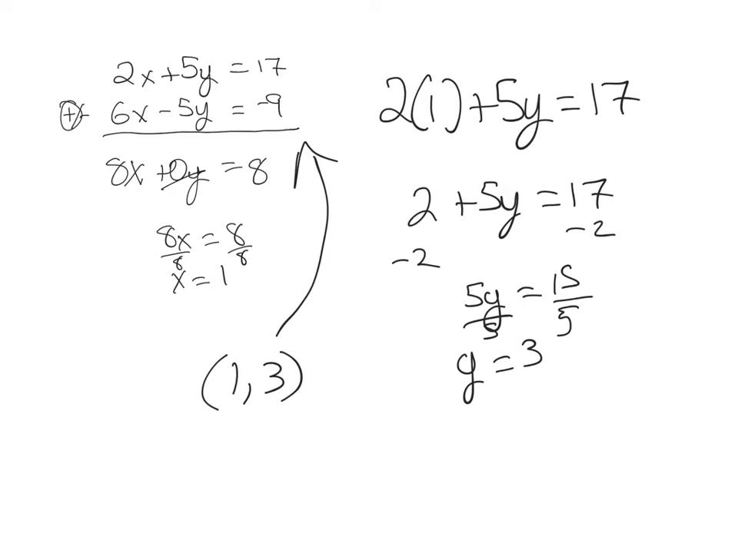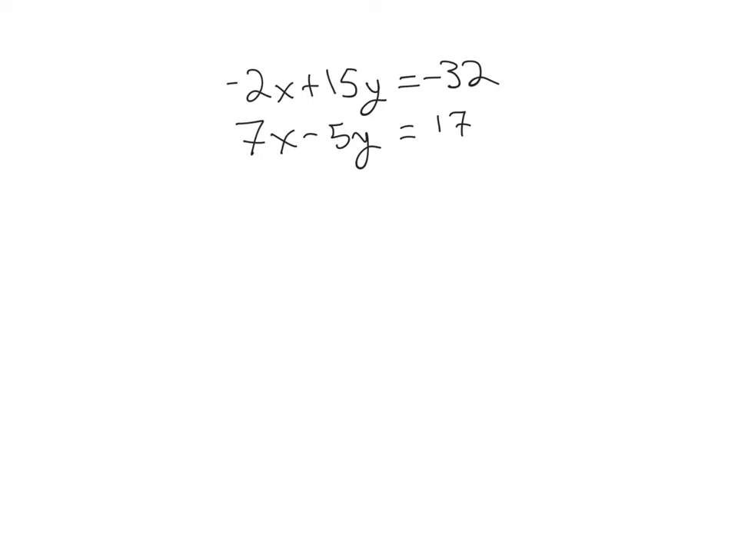We're going to look at a couple of different examples of that. Here's another example. Negative 2x plus 15y equals negative 32. 7x minus 5y equals 17. Notice in this example, my x's aren't going to cancel out whether I add or subtract. My y's aren't going to cancel out whether I add or subtract. We don't really care about the constants. Them canceling out doesn't help us at all.